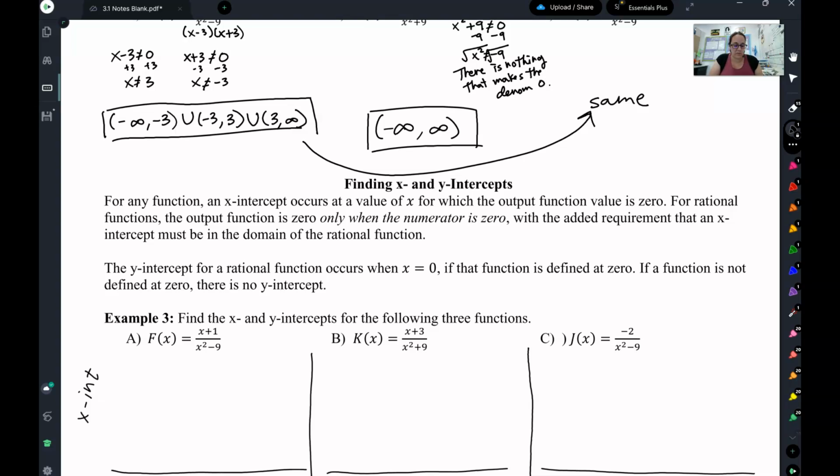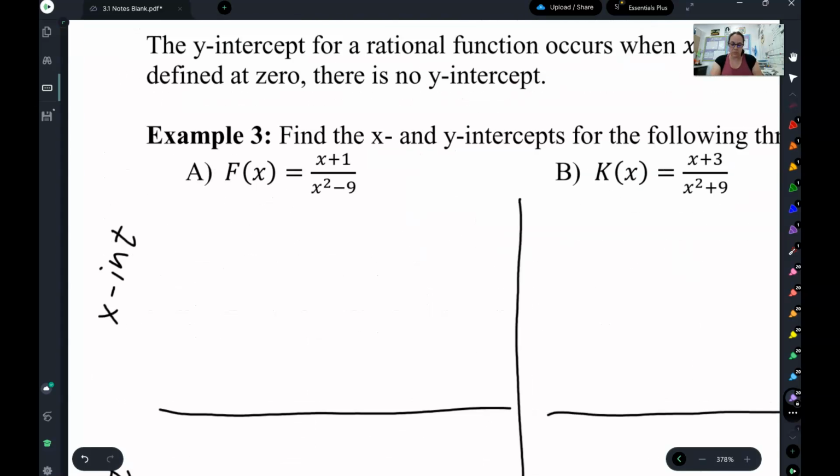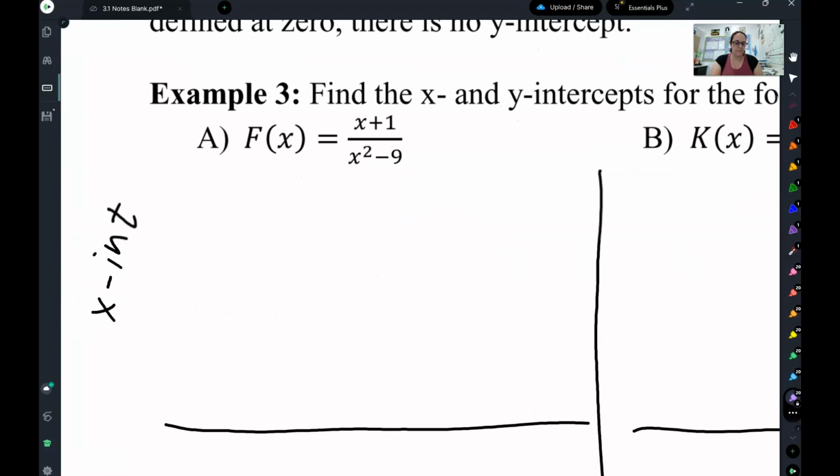Let's learn our next rules. Our next rule, rule number 2, is about our X-intercepts. Our X-intercepts will happen when the numerator is set equal to 0. So if you remember in the last video, we looked at the denominator for the domain. We're going to look at the numerator for the X-intercept. So we're going to practice this rule down here with these examples.